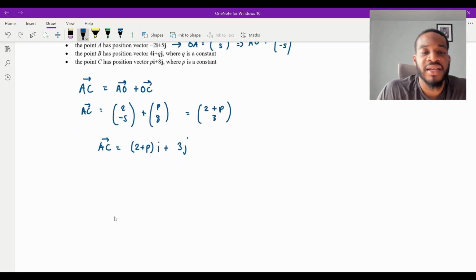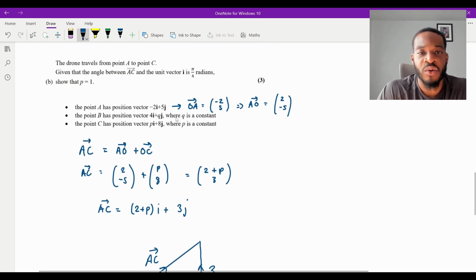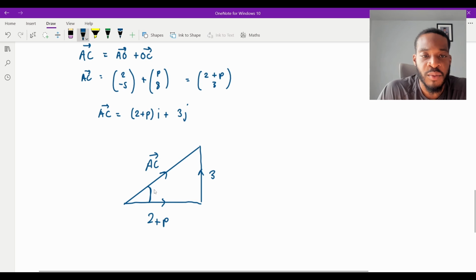So let's say the vector A to C is like this. Let me draw a nice line. This is the vector A to C. Now I know that the horizontal component of this vector is 2 plus p. The vertical component is 3, like that. And the angle that it makes with the horizontal, this angle here, because it's the unit vector i it's making an angle with, is going to be pi over 4. So I'm going to put pi over 4 there.